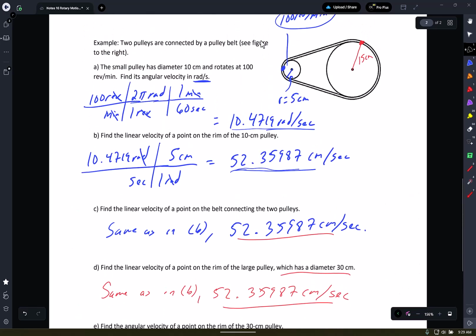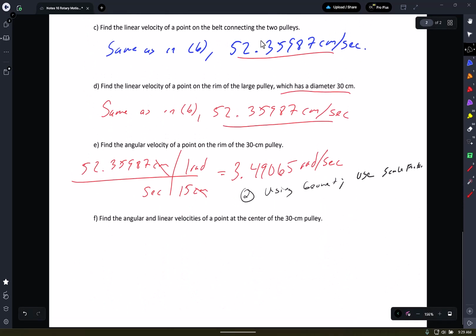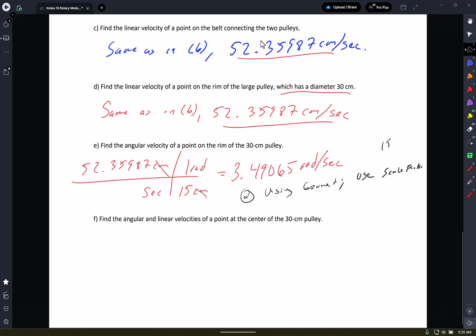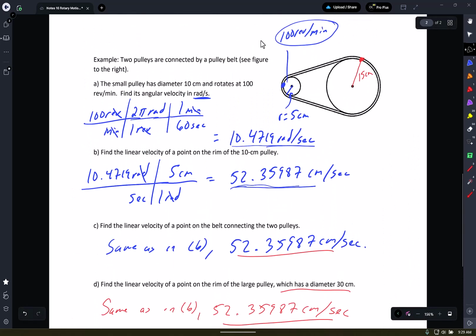Well, the radius of this one is 15. The radius of this one is 5. So I could have gone 15 divided by 5. That is a 3. So that's my scale factor. What that means is every time this little circle does 3 revolutions, this big one is doing 1. Or you could say the other way around: every time the big one does 1, the little one does 3.